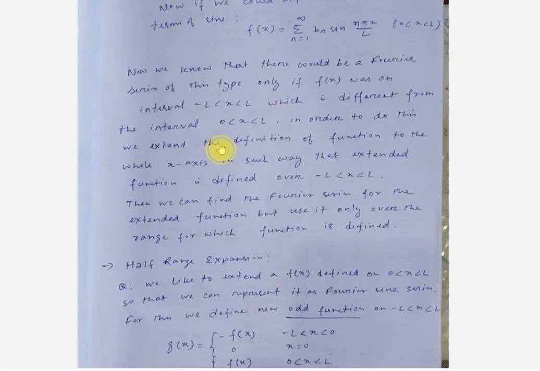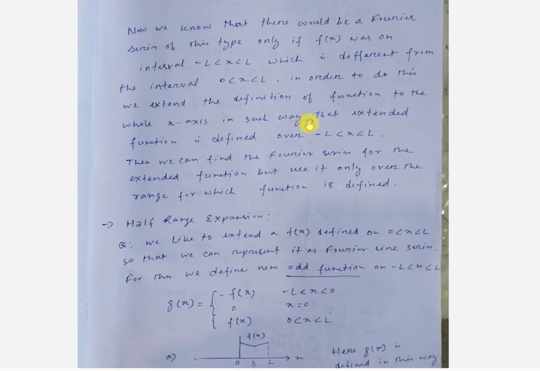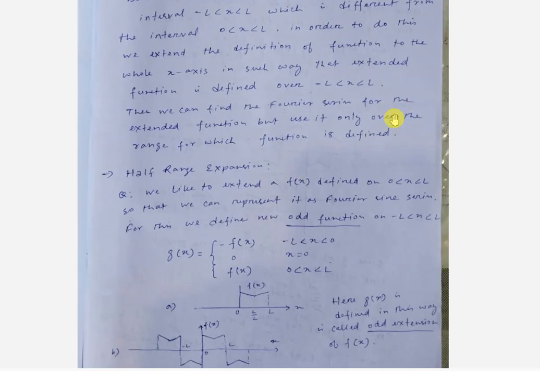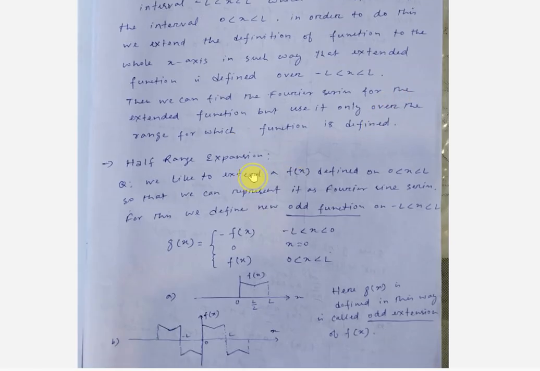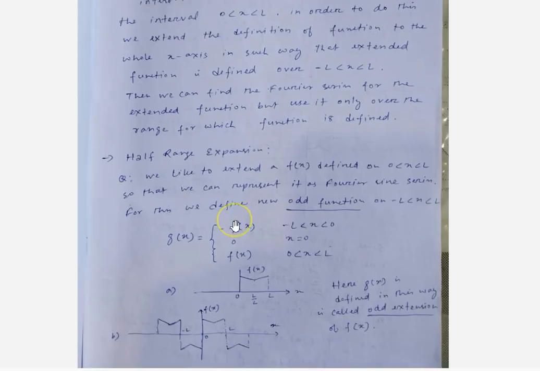This should be available. Now, in order to do this, we extend the definition of the function to the whole x-axis in such a way that the extended function is defined over minus L to L. Then we can find the Fourier series for the extended function, but use it only over the range for which the function is defined. Let's see, half range expansion.